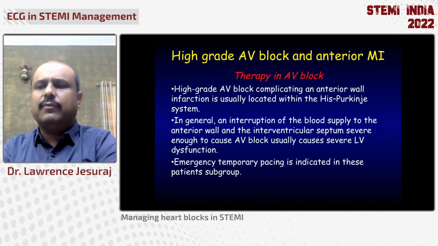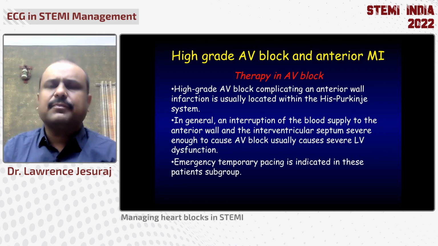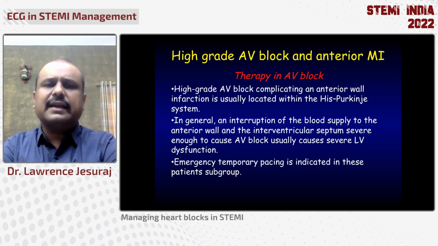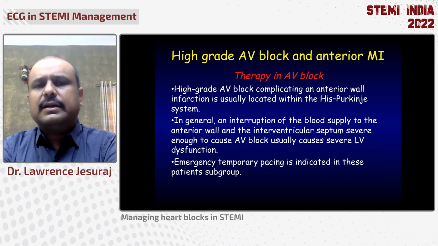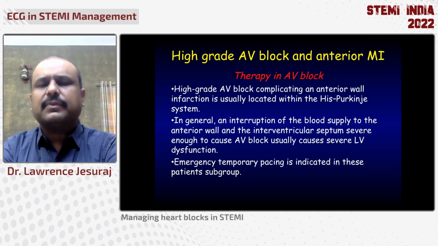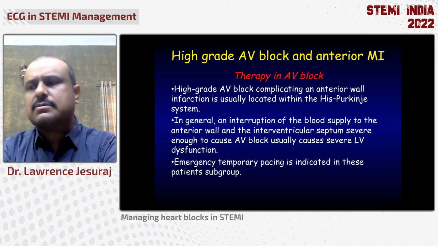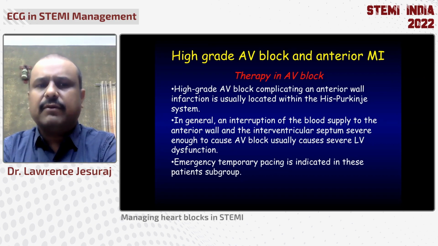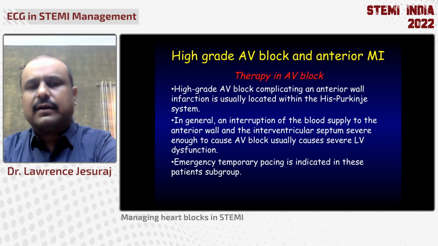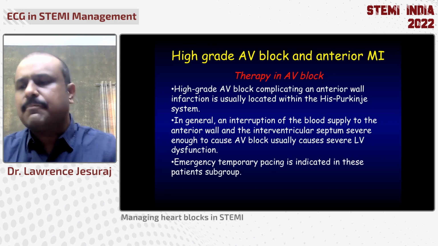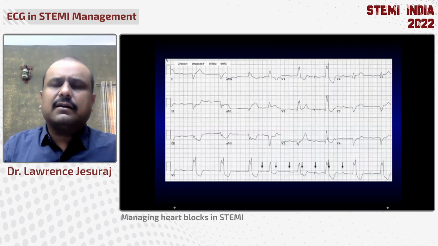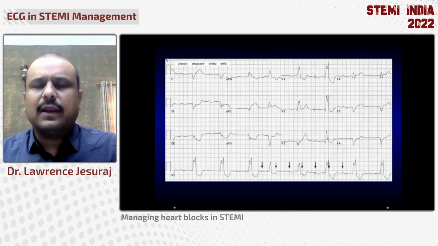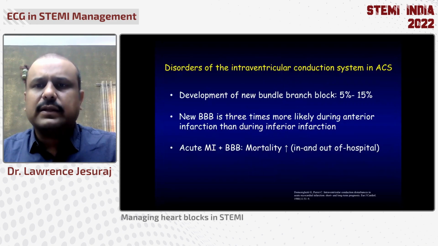When you have a high-grade AV block in patients with anterior myocardial infarction, this becomes a complicated issue because high-grade AV block complicating anterior MI usually is an infra-Hisian AV block. In general, interruption of blood supply to the anterior interventricular septum that is severe enough to cause AV block usually causes severe LV dysfunction because the patient would have lost a good amount of myocardium when the patient develops an AV block. This patient may require a temporary pacemaker if there is a persistent complete heart block even after revascularization. So this is a typical complete heart block arising from an anterior wall MI. The patient has an anterior wall ST elevation along with complete heart block.